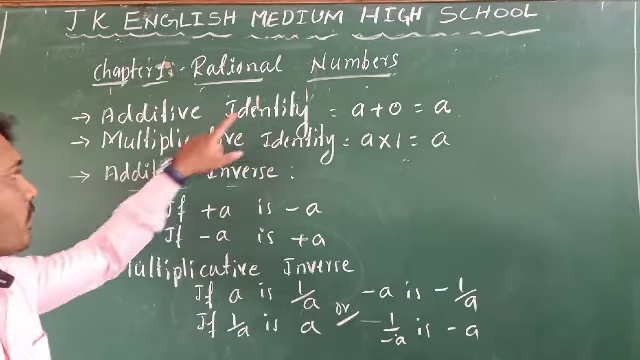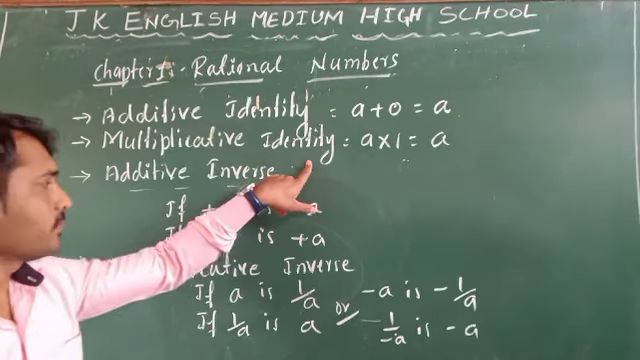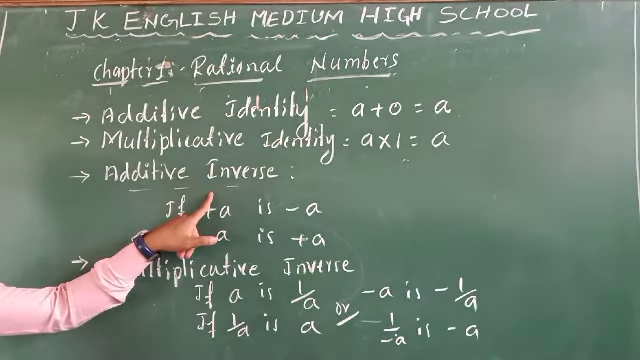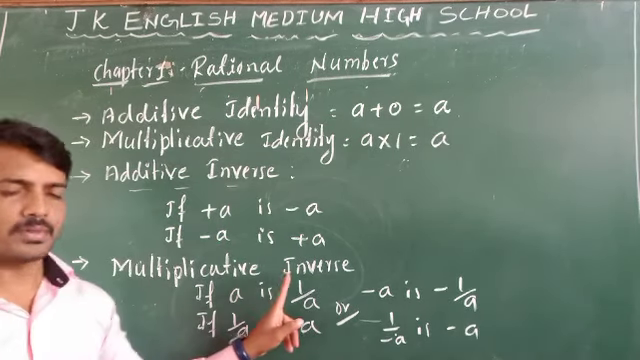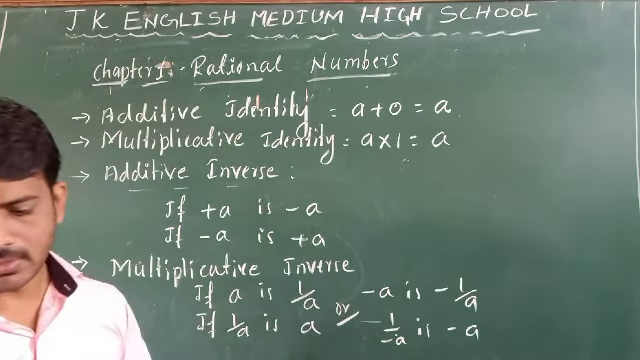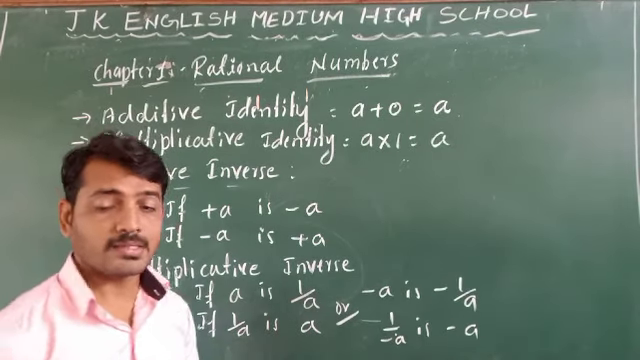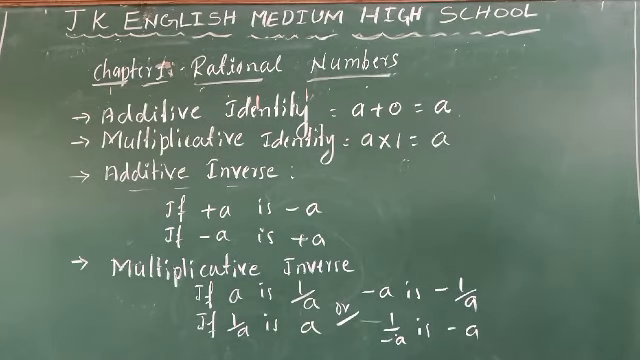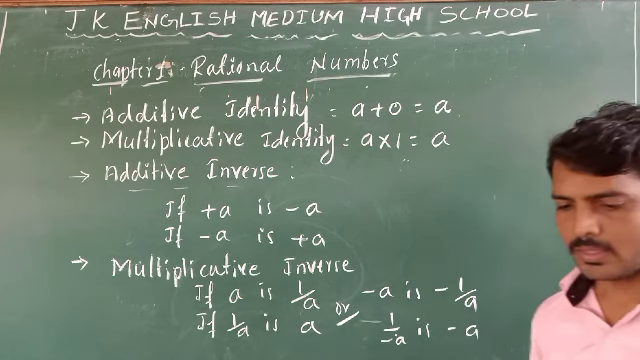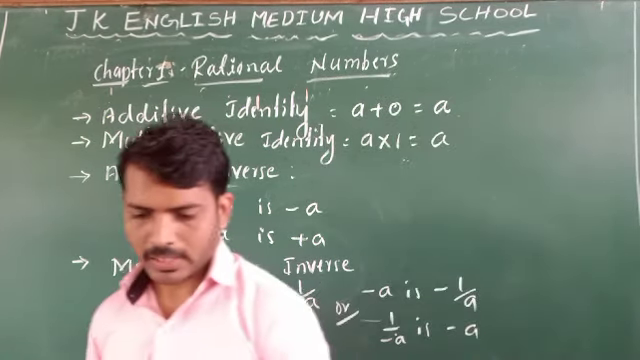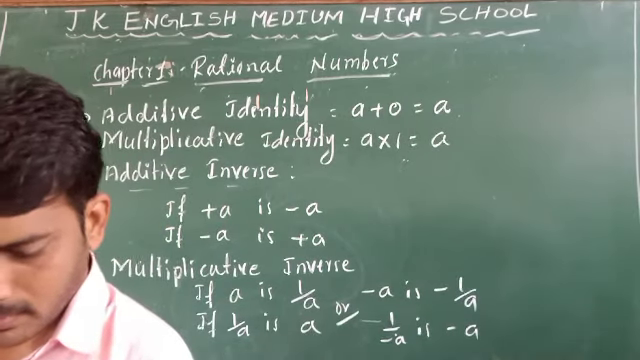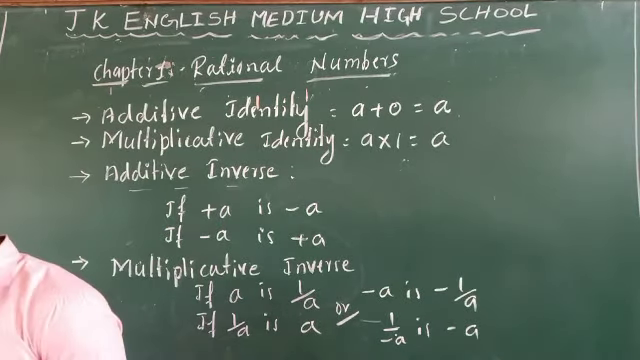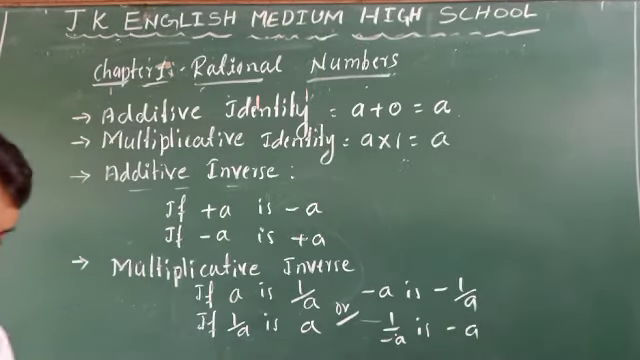Clear? Additive identity, multiplicative identity, additive inverse, next multiplicative inverse. So why am I teaching all these things? While solving the exercise questions, these are important steps to understand the question, as well as while solving the answer. This will help us. Clear? Okay, shall I go for the exercise? Right. So, exercise number 1.1.